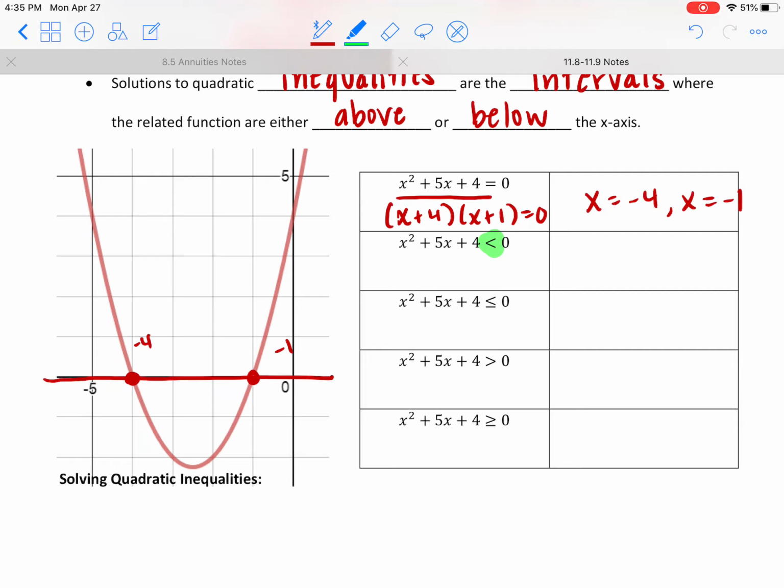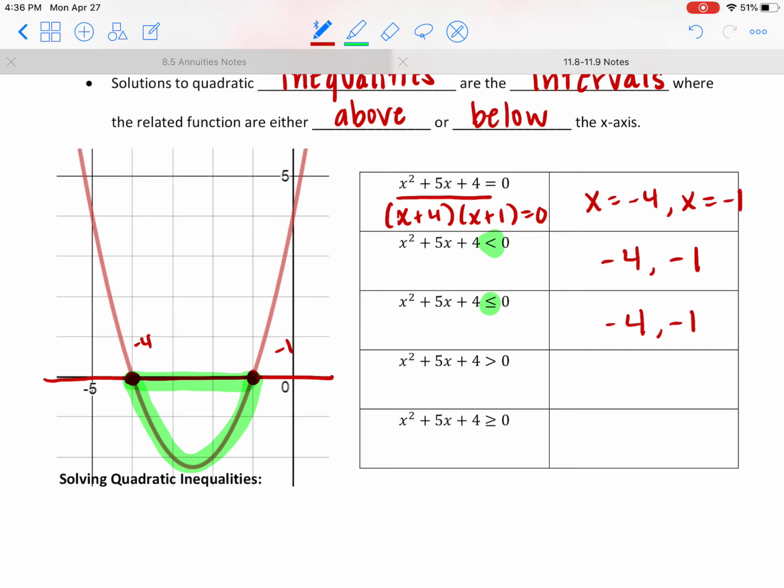If I change that equal sign to a less than sign, instead of asking where the function is equal to 0, I want to know where it's less than 0. So instead of where is the function on the x-axis, this less than is where is it below the x-axis. And that is the piece of the parabola that I highlighted there that is below the x-axis. So from what x value to what x value, or over what interval, is that graph below the x-axis? The interval starts here and ends here. So we would say this graph is less than 0 from -4 to -1.